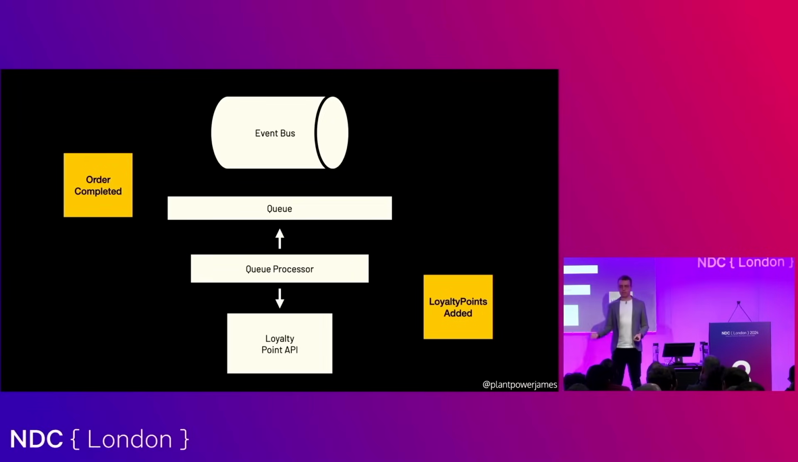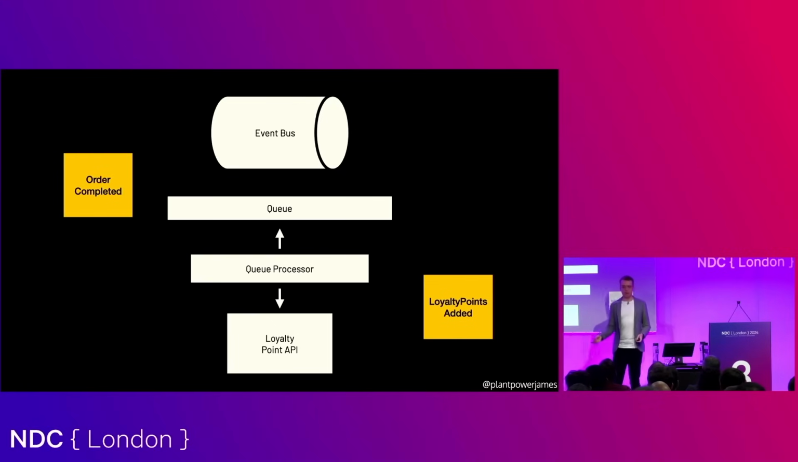What that might look like is something like this. So you've still got your event bus, you've still got your order completed event hitting the event bus, and then you've got a service whose only job is to take that event and translate that into something that the loyalty point service can understand, that third-party API, make the call to the third-party API, the response comes back, and then you might publish another event, a loyalty points added event.